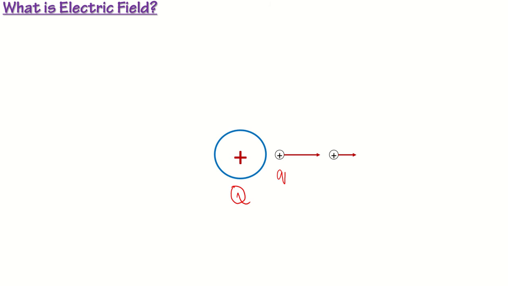If I move the charge a little away, then it still experiences a force of repulsion but with a lesser magnitude. And if I take it further away, then it experiences a much smaller force. And if we take it even farther away, then it won't experience any kind of force. So we can say that there is a region around this charge, capital Q, where it can apply an electric force on another test charge. This region is called an electric field.